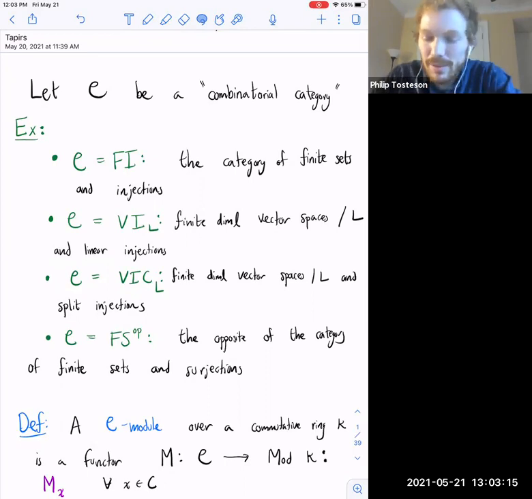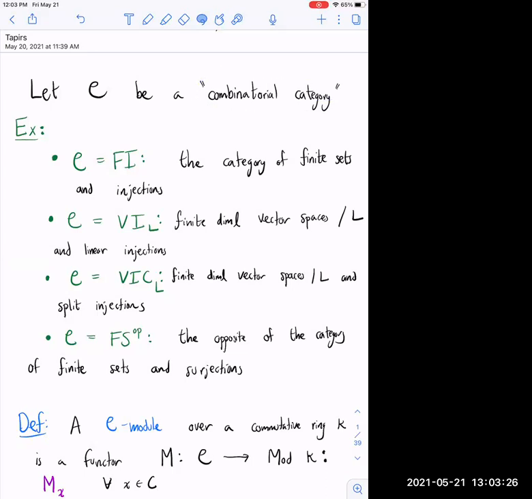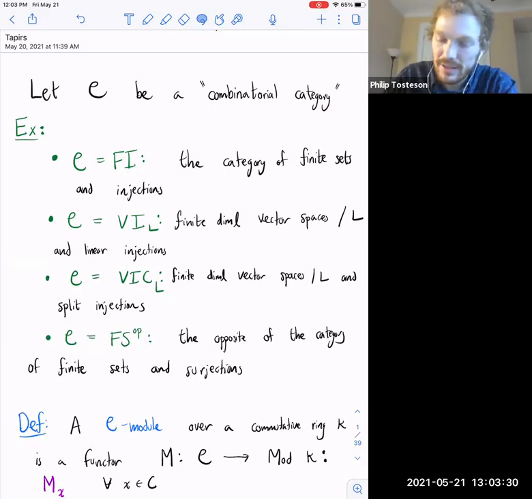What I'm going to be talking about is, well, this is the representation stability seminar, so I can go through this quickly. I'm going to be talking about combinatorial categories, and I don't mean anything particularly specific by what a combinatorial category is. Here I have listed some representative examples.